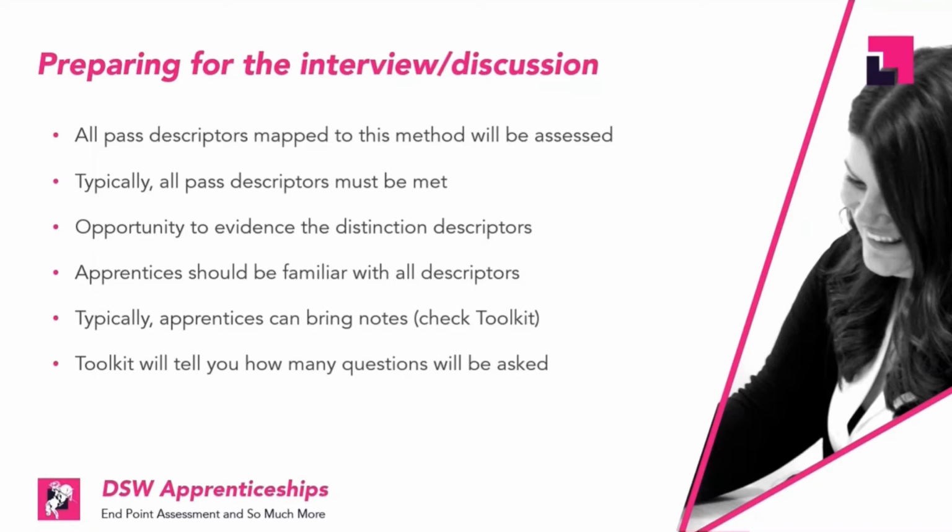That's what they're going to be graded upon. So if there are 10 questions in the interview and 10 descriptors, and the apprentice nails 9 of them, but they get one of them wrong, they will ultimately fail that interview. So essentially what we're talking about here is a 100% pass mark for these assessments.